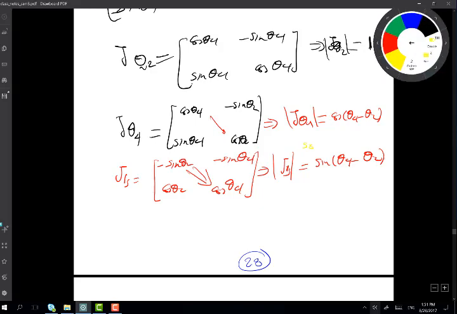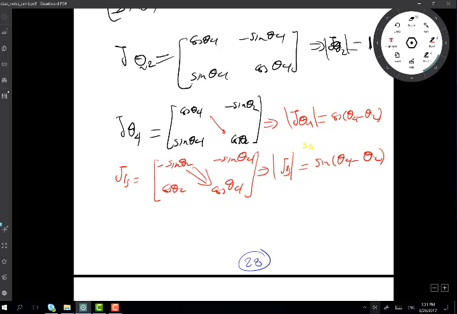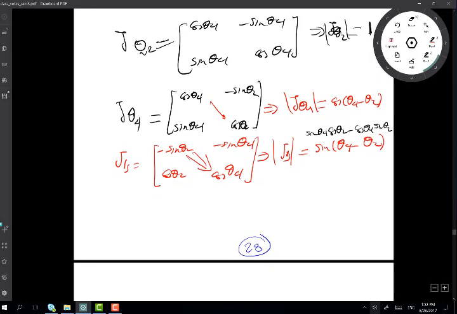Let's use a specific color here. Okay, that's a better color. All right, so this will be sine theta 4 cosine theta 2, take away cosine theta 4 sine theta 2. So this gives you sine of the difference. All right, so now sine of the difference.